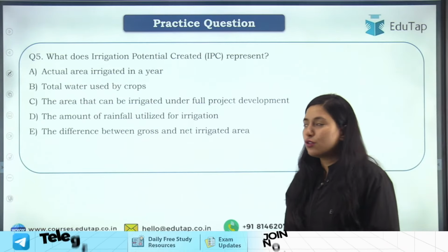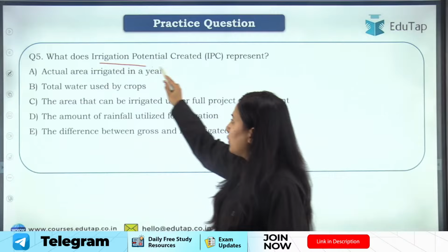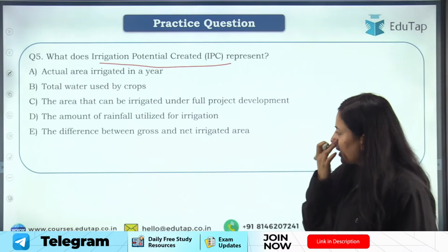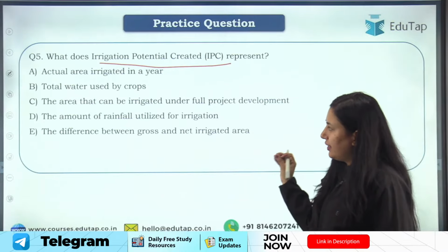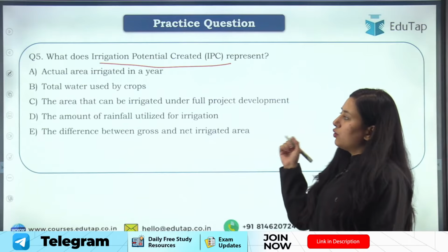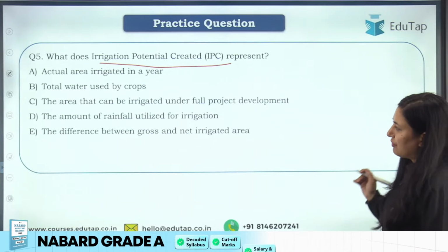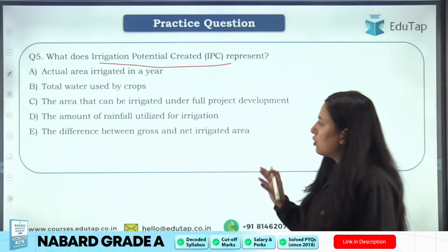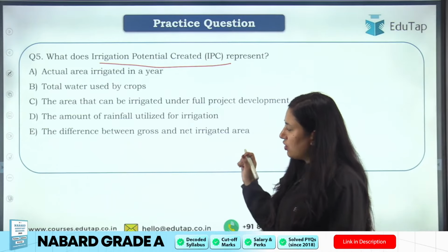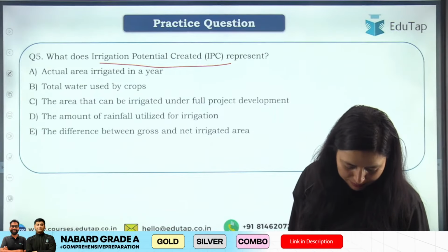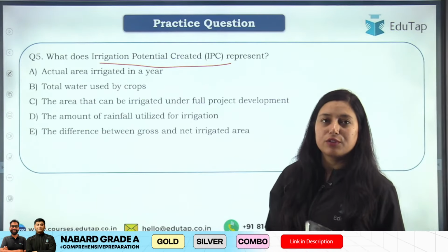Moving to the next question: what does irrigation potential created represent? ठीक है, so you have to tell me what you understand by irrigation potential created. Is it the actual area irrigated in a year? Is it the total water used by crop? Or is it the area that can be irrigated under full project development? Or is it the amount of rainfall utilized for irrigation, or the difference between gross and net irrigated area? What will be the answer for this question?